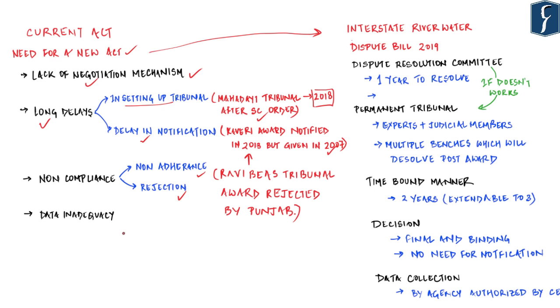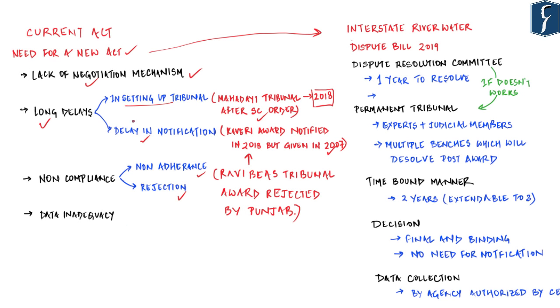One of the very important issues in the current framework is data inadequacy. For example, the current framework does not provide for an institution which takes care of gathering, maintaining and dissipation of data. The fluctuation in the level of water in a river takes place throughout the year and year on year. So there needs to be a maintenance of data for such water flow or discharge in the river to enable a better calibration of the award, and there is no such institution currently in India.